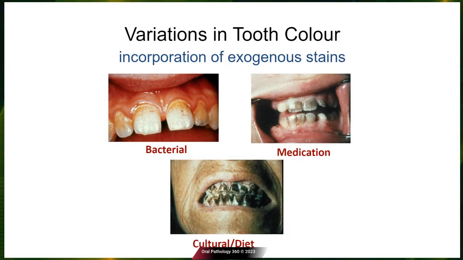And here's a few examples of our exogenous stains, various bacterial ones, medication. Patients do strange things, as you're very well aware, in terms of medications that should be swallowed, but they chew and so on. And for example, if they're taking iron supplementation, that will give their teeth an incredible amount of discoloration. And you need to try and get to the bottom of that if you can.